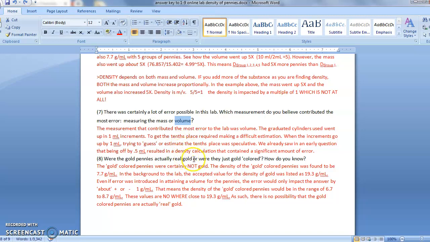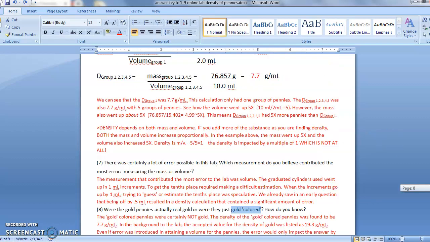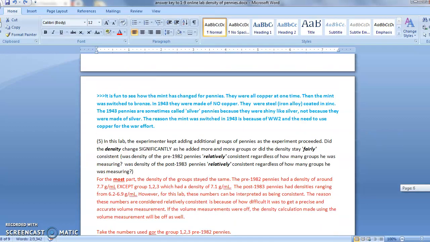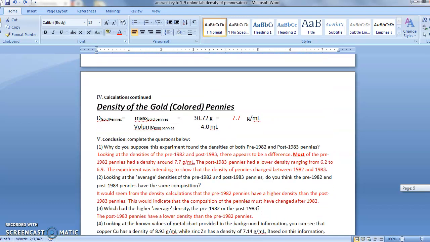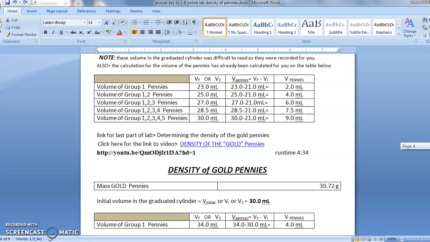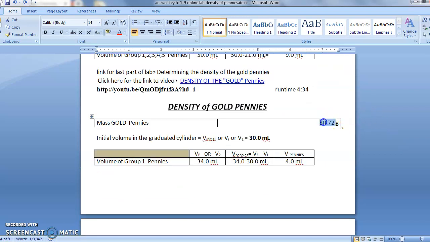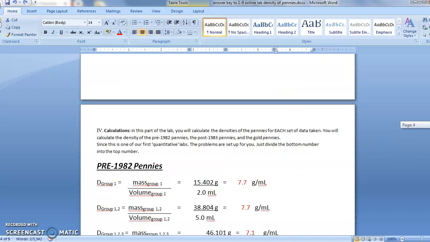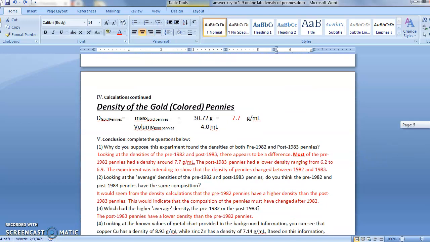Were the pennies actually gold? Were those gold pennies actually gold, or were they gold colored? Let's go back and take a look. What was the density of those gold pennies? The mass was 30.72 and the volume was 4. We got that from the chart right up here. The mass was 30.72. The volume or displacement change was 4. 30.72 divided by 4, 7.7.